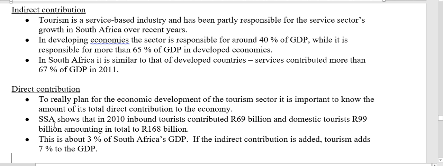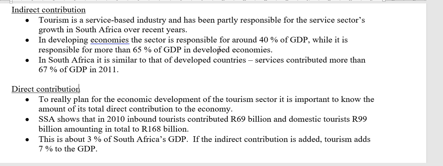In developing economies, if we make a comparison, the tertiary sector is responsible for around 40% of the GDP. And in developed countries, it is responsible for about 65% of the GDP. Now, in South Africa, although we are a developing country, not a developed country, if we look at the contribution made by the service industry, we see that it's about 67%. That was back in 2011. This percentage isn't changing much. It's 60-something percent. It will be between 60 and 70% of our GDP that is coming from the tourist industry.